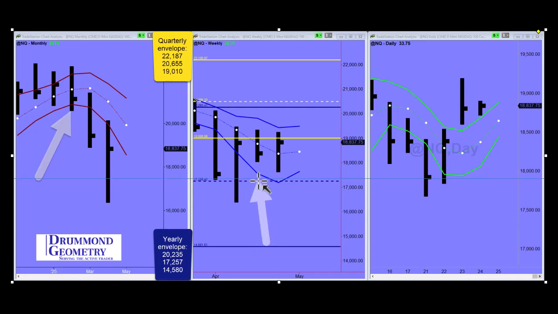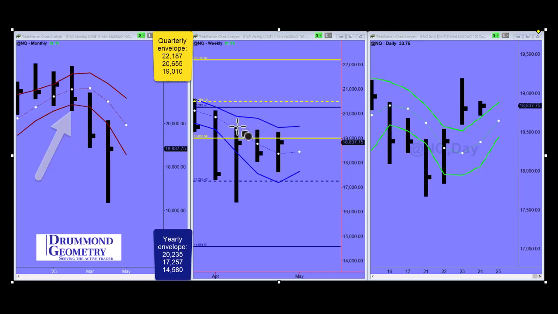Now we zoom in here on the weekly chart. Way down here, close up above the yearly PL dot. So closed at the PL dot the week before, closed above the PL dot. So the yearly PL dot's holding, held here. It's holding this week. And again, we're struggling with the resistance from the quarterly envelope bottom.